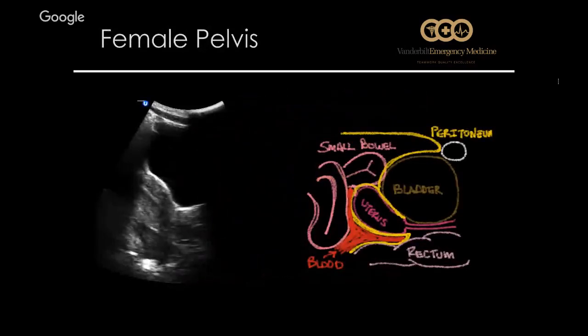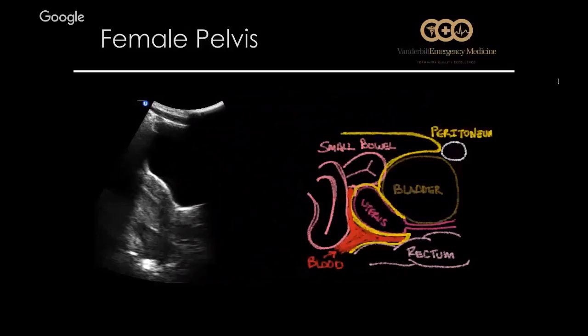Here's an example on the left side of the screen, and compare it to the cartoon on the right. So top middle of the image, we see a big black anechoic structure, which is the bladder. And then if you go straight through the bladder, we see the vaginal stripe and the uterus. And then underneath the uterus, we see a black triangle of free fluid, making a positive FAST exam.